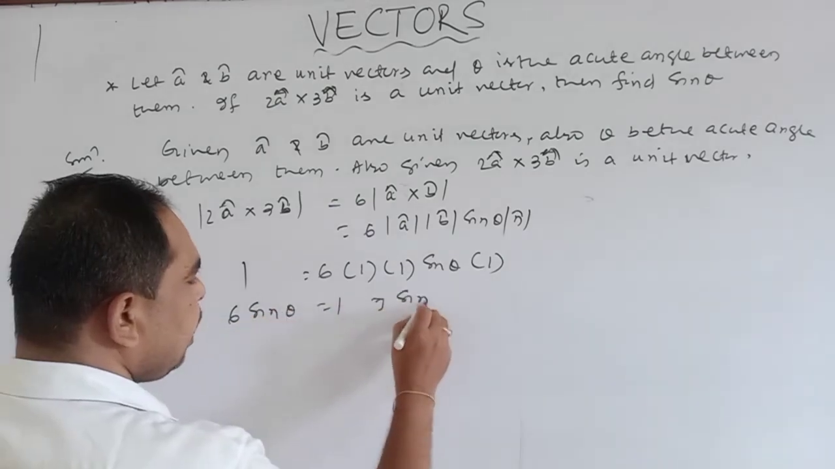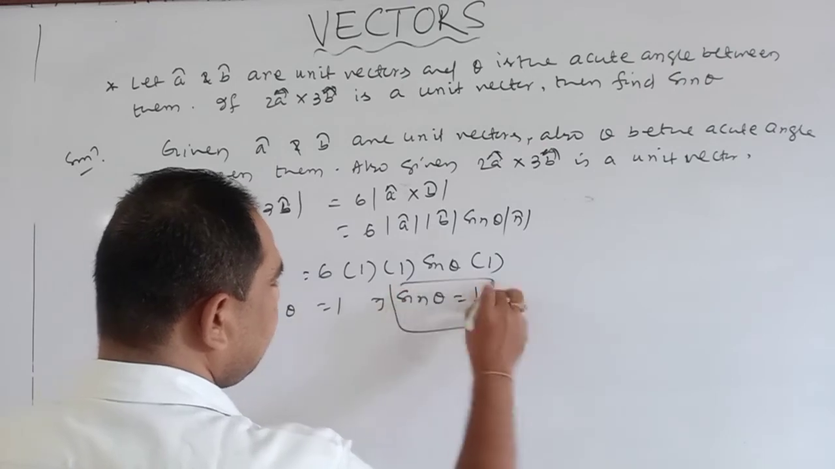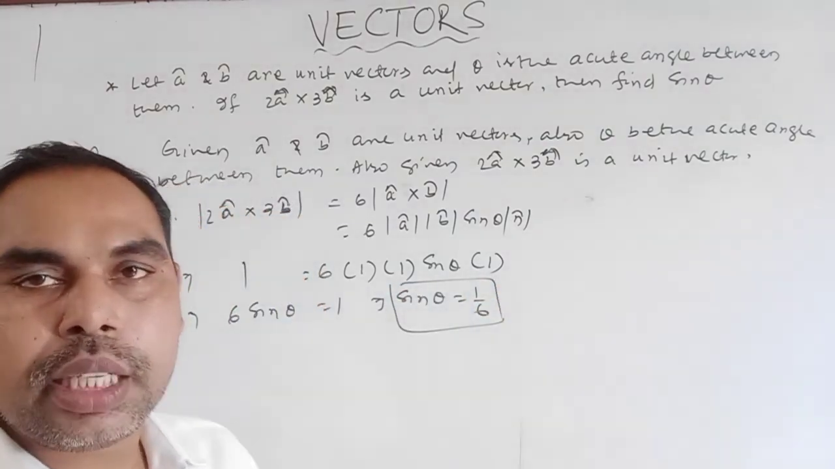So what is sin theta? Sin theta is equal to 1 by 6. Okay, sin theta is equal to 1 by 6.